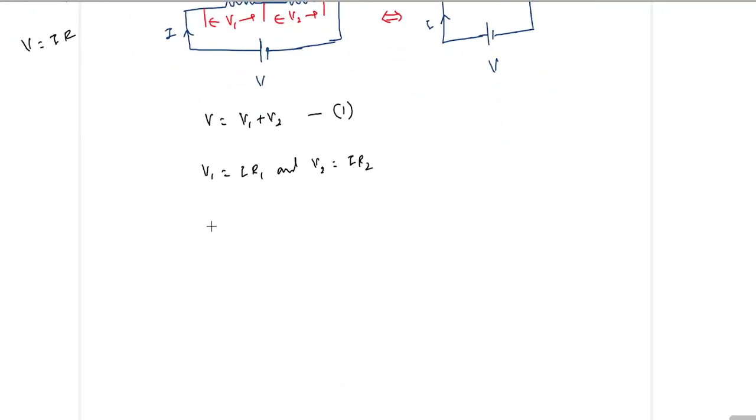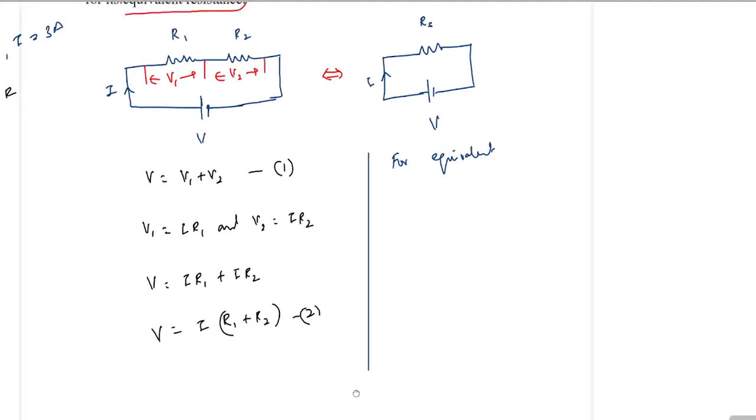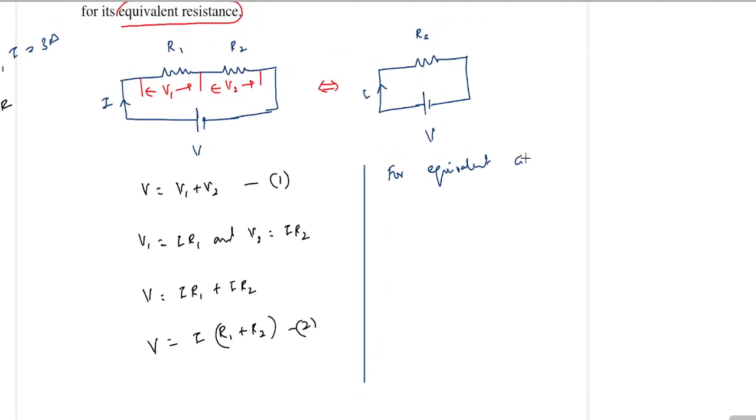Putting it back in 1, we get V is equal to I into R1 plus I into R2. If we pull out I common from here, then V is equal to I into R1 plus R2. This is what V is. Let's call this 2. Now similarly, in examination you write below this, don't draw a line right here. I'm just writing it to explain it. Otherwise continue the same sequence. Now say, writing for the equivalent circuit.